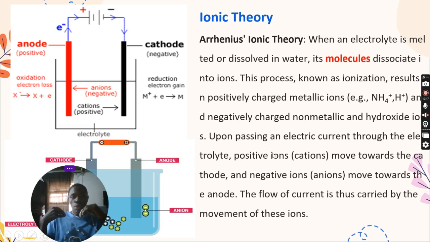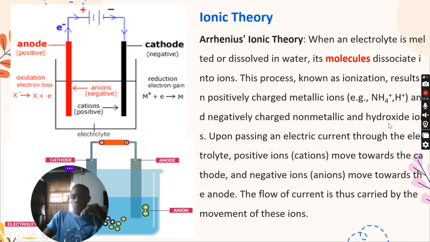Okay, so what is the ionic theory about? First, there is the Arrhenius ionic theory. He said when an electrolyte is melted or dissolved in water, its molecules, take note of the word molecules, dissociate into ions. This process is known as ionization. It results in positively charged ions and negatively charged ions. Some of the positive ions can be metallic ions, ammonium ions or hydrogen ions, and then non-metallic ions are hydroxide ions, sulfate ions, chloride ions, sulfide ions, etc.